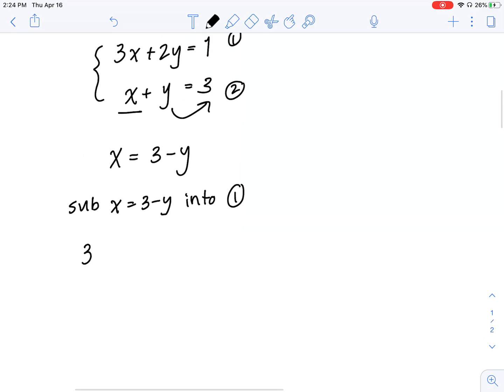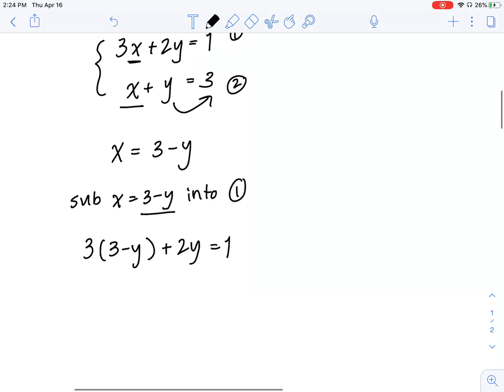That's going to give us 3 times, now instead of x, I'm actually going to write 3 minus y. 3 minus y, plus 2y equals 1. Now my entire equation is in terms of y, and I can actually solve for the variable.